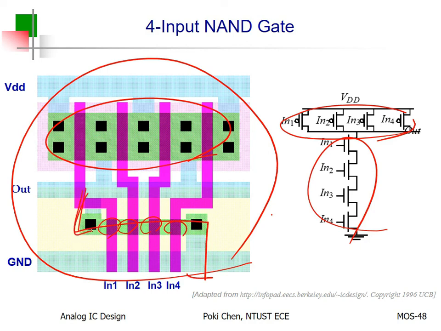All the way from here to the ground. From here all the way to the ground. So 1, 2, 3, 4. 1, 2, 3, 4. Okay? That is the most compact layout for such a 4-input NAND gate that I have ever seen.